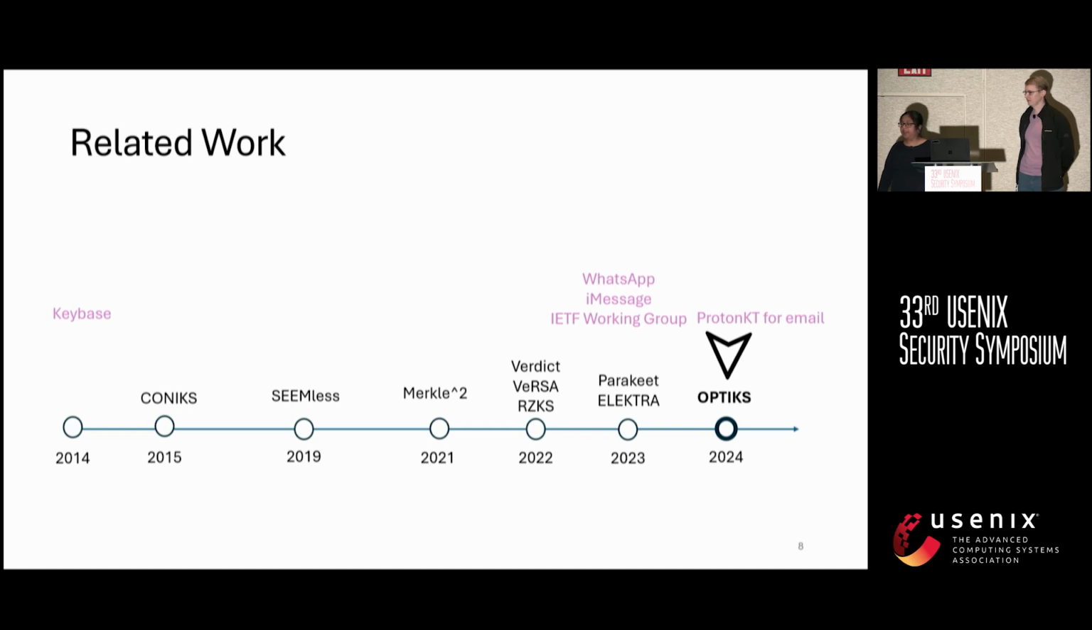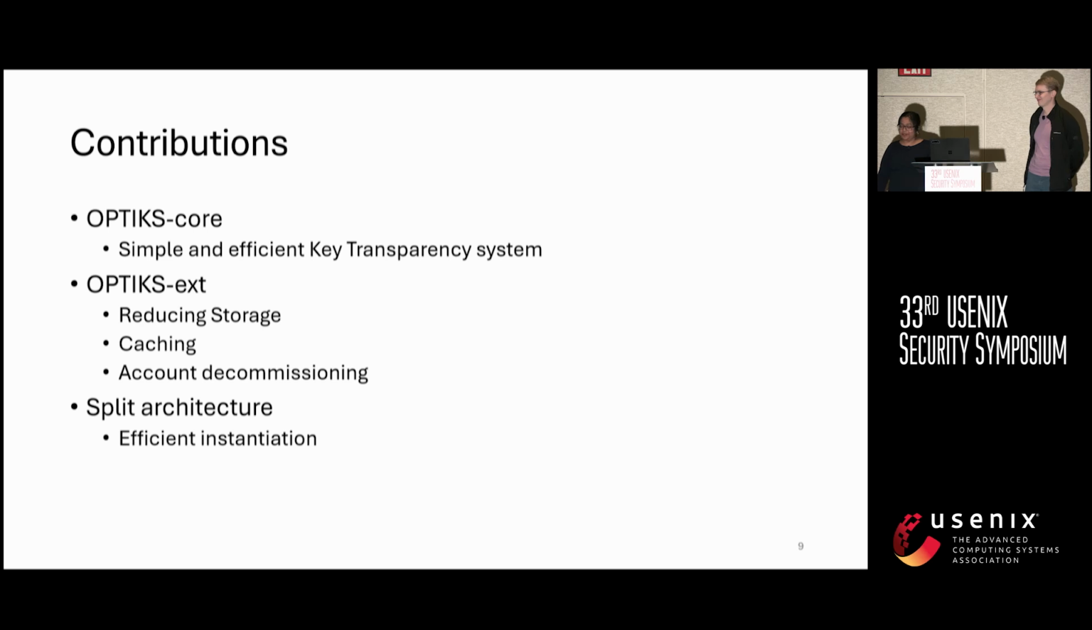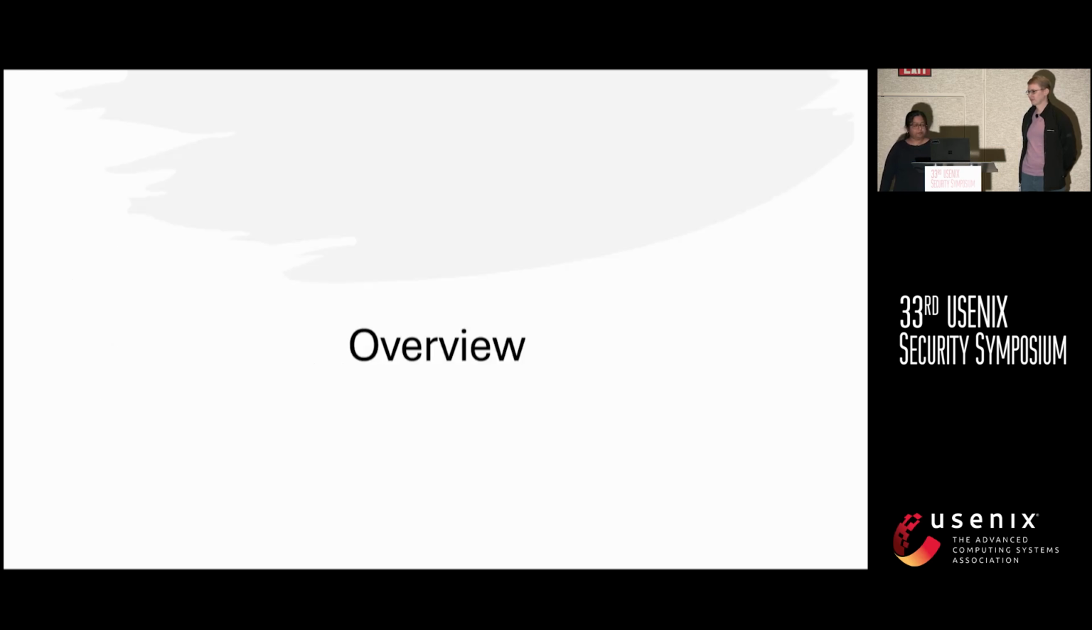So one question is, why aren't all the problems solved yet? No, they're not, and there are a lot of problems, but with OPTIKS, we make the following contributions. If there is one thing you take away from this talk, it is that OPTIKS is the simplest key transparency system so far. It's very simple and efficient, easy to understand. Then we give an OPTIKS extension which supports multiple features that have not been looked at in deployments before, such as reducing storage, caching, and account decommissioning. And then we also present a split architecture that makes the implementation very scalable, and we can apply it to other designs as well, and Kim will talk more about it.